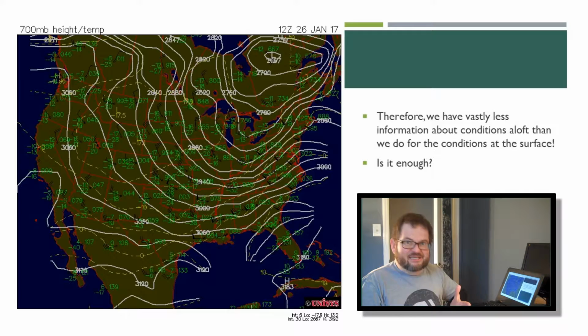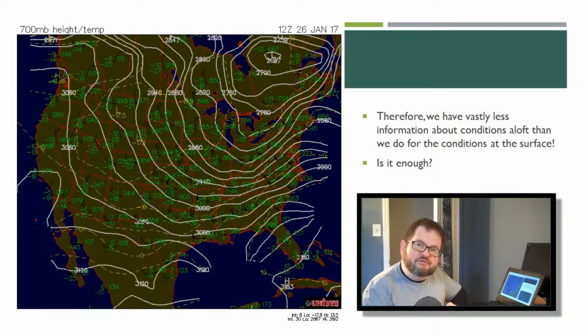Remember, at the surface, just in Nebraska alone, we had something like 45 weather stations. There's a few thousand nationwide. Here, we only have a few dozen stations that are launching weather balloons to get upper air data.